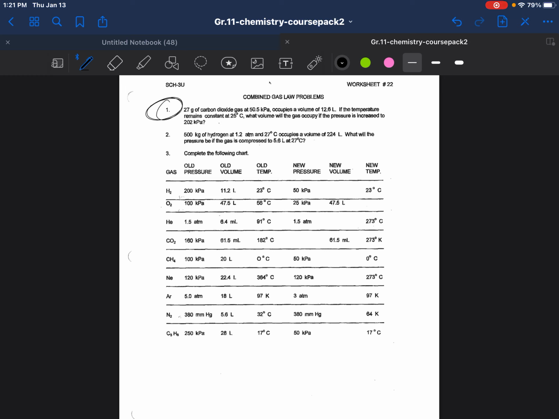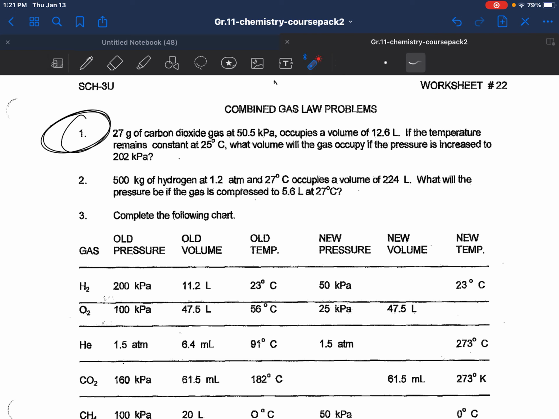Now, the question here is this. They gave you a lot of numbers here, but not all the numbers are useful. Take a look. Does it look like the mass changed? No. The mass remained constant. So this 27 grams of carbon dioxide gas is really just saying 27 grams. This could have been anything. It's not going to change anything. What about pressure? Well, yeah, pressure definitely changed. It went from 50.5 to 202.